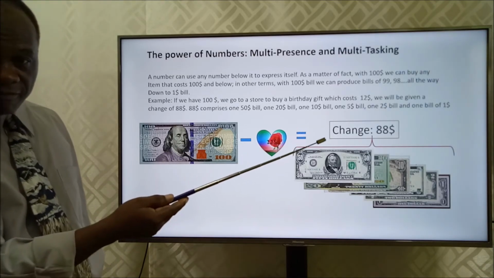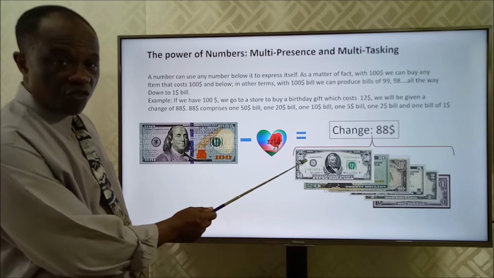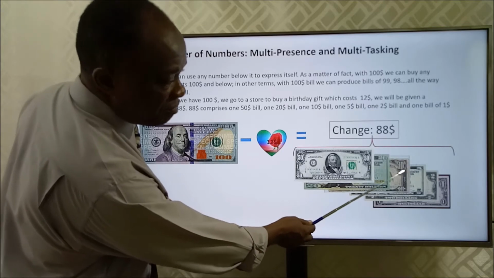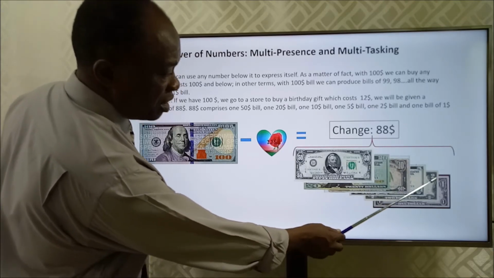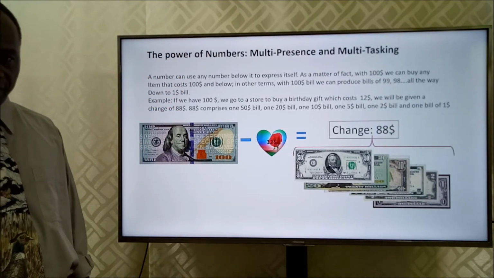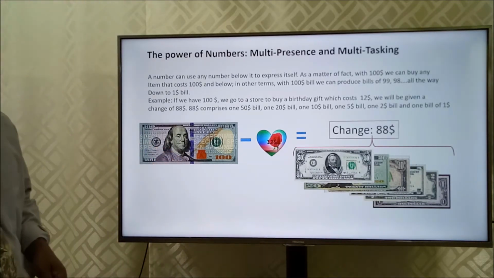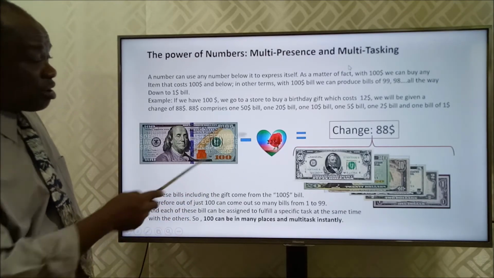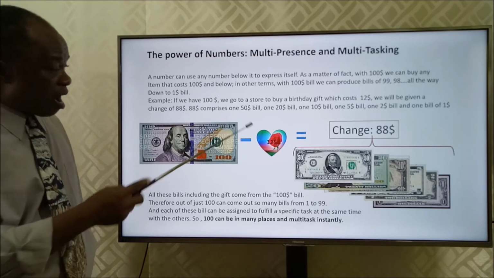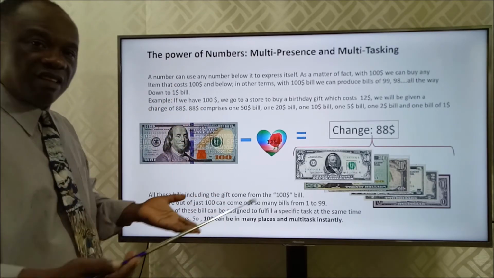You will be given a change. The change will be given to you as a $50 bill, $20 bill, $10 bill, $5 bill, $2 bill, and $1 bill. So you have all these bills. All those bills come from the 100 bill here. So out of 100, we can produce bills of different values.